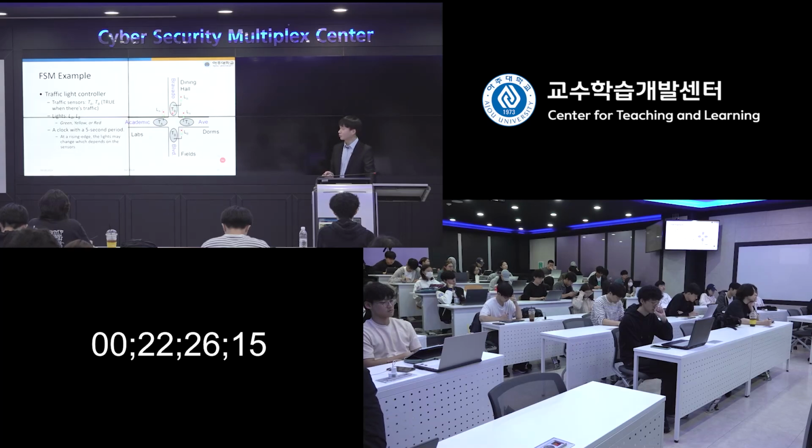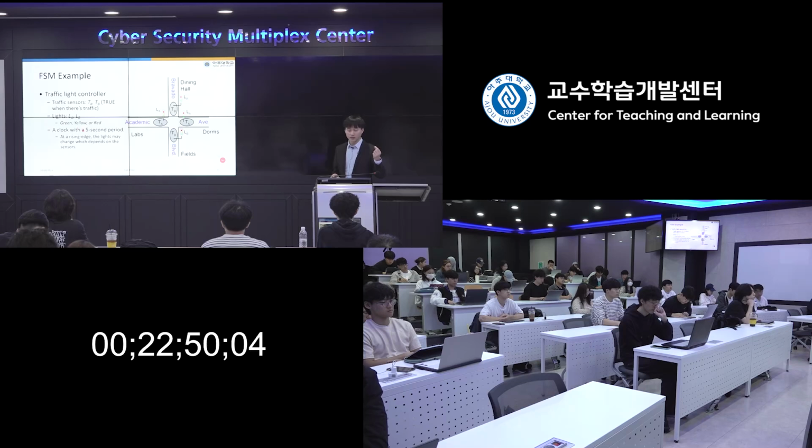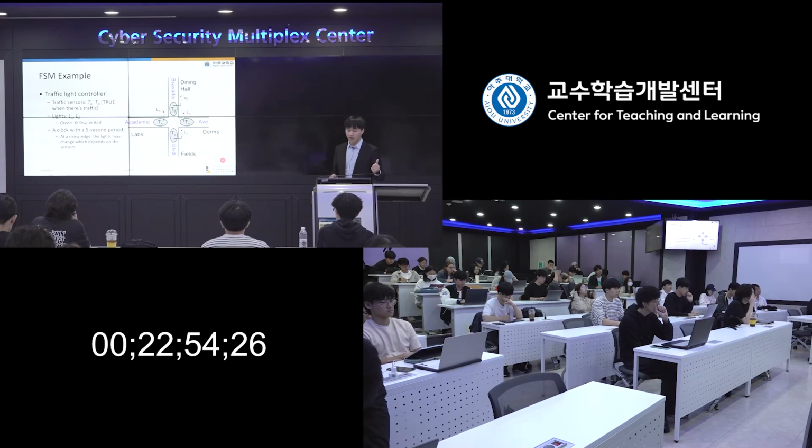For this problem setting, we have two sensors, TA and TB. They will detect the traffic. If there is traffic, then it will affect whether the traffic light is switched or not. So we have the input traffic sensors TA, TB, and the traffic lights RA and RB. Then there's a clock source. Every 5 seconds, there's a rising edge. Then at that time, it will check whether we want to change the traffic light.